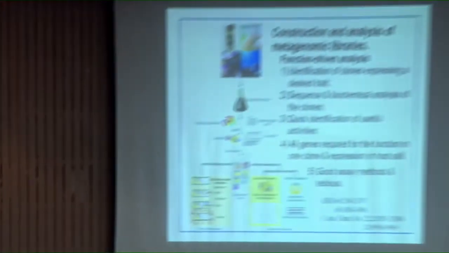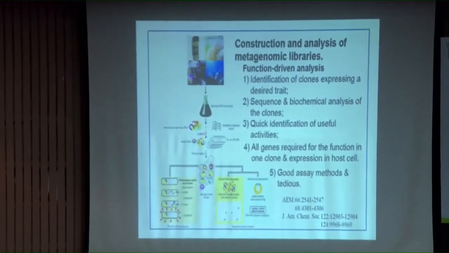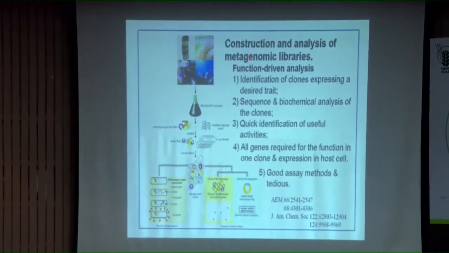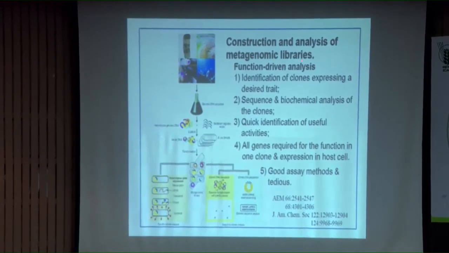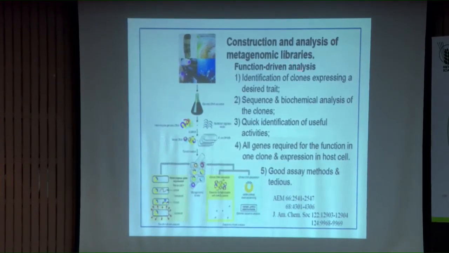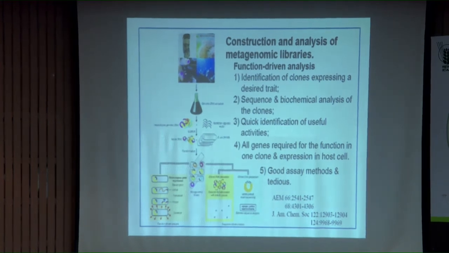I'll have another two slides just to reassert once again. Construction and analysis of metagenomic libraries which are function driven is something like this. I don't know if this is clear or not, but I'll just read it out. Identification of clones expressing a desired trait. Like I told you, if I'm interested in amylase production, I look for the clone which is showing a zone of clearing in a plate which has starch as its carbon source, right?